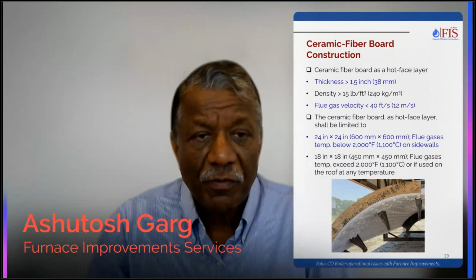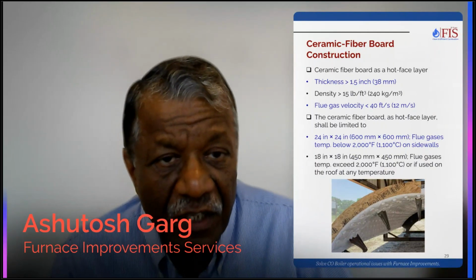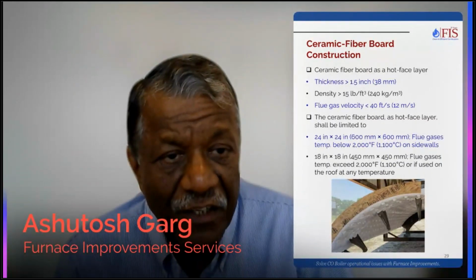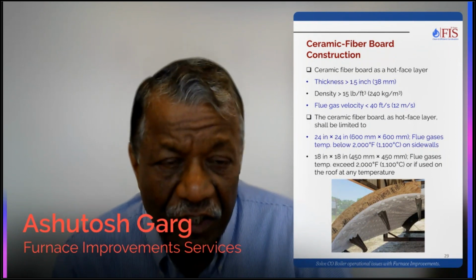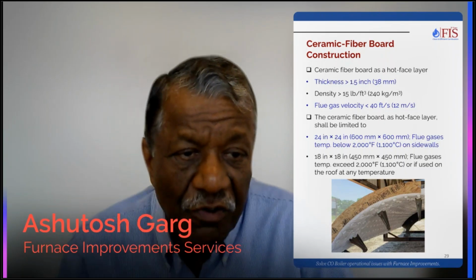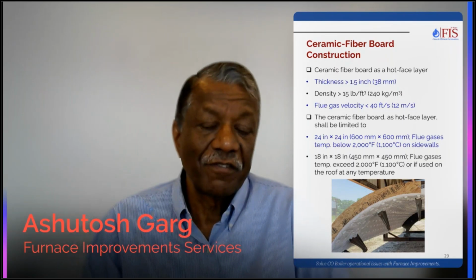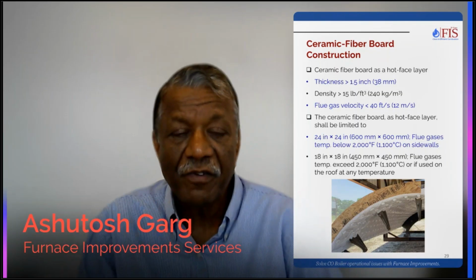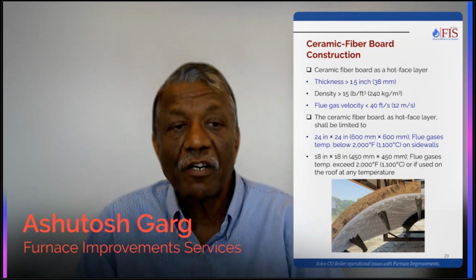Another improved material is ceramic fiber board. Ceramic fiber board has a much higher density. Instead of 8, it has double, almost like 15 pounds per cubic feet. It can take velocities almost up to 12 meters per second. We can use it as a hot face layer if required, but it is very expensive. That is another downside of ceramic fiber board: it's a very expensive material and you use it only when you cannot use anything else.